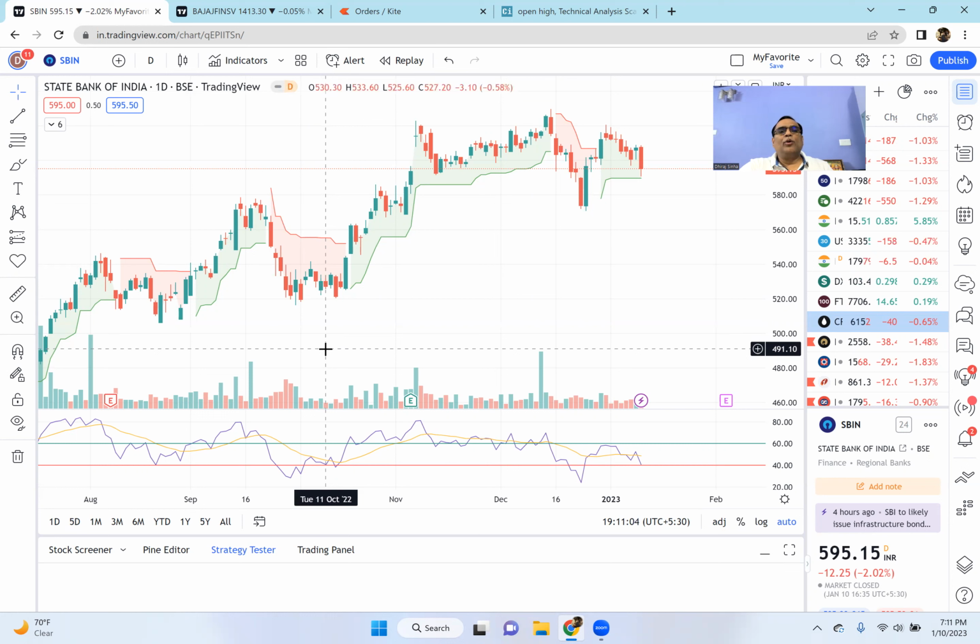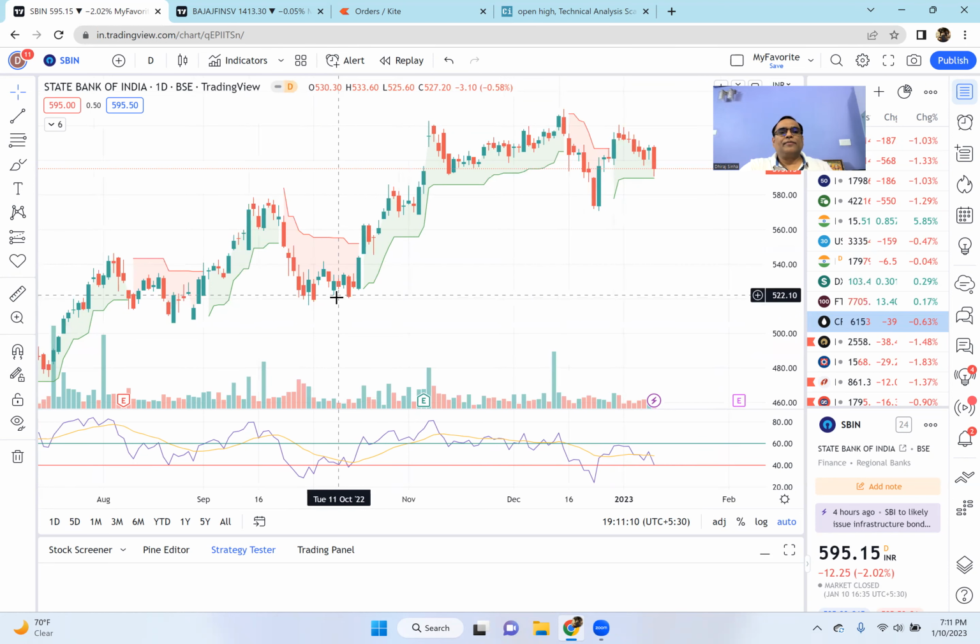Okay. And the low of the next candle is 525.6. So the low is higher than this low, which means this entire candle, with 533.6 as the high and 525.6 as the low, is within the previous candle's high, which was 533.9, and its low, which is 522.15. So this candle meets our criteria of an inside candle. Okay. So that is one criterion.